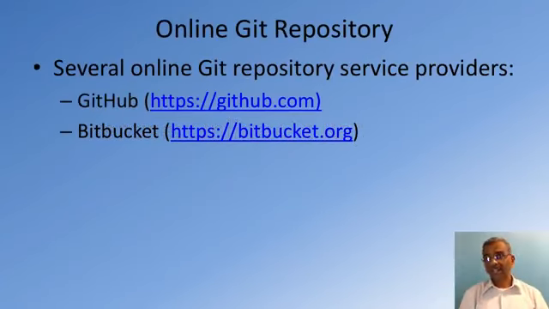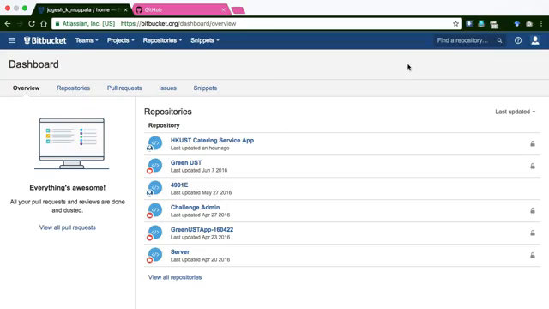There are several online Git repository service providers. Two of the most popular ones are GitHub and Bitbucket. I will go through in more detail how you can set up the Git repository that you prepared in the previous exercise to be mirrored on an online Git repository on Bitbucket. To set up an online Git repository, go to one of these online service providers and sign up for an account. So here I have signed into my Bitbucket account, and I have my homepage open here.